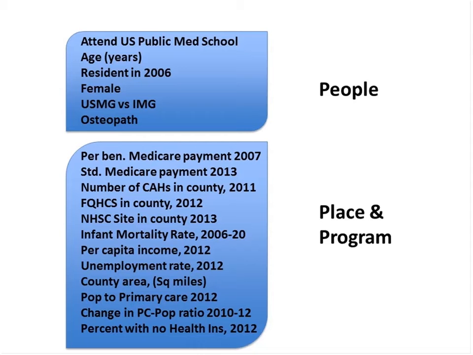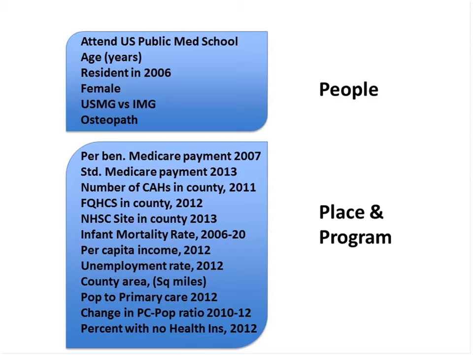We looked at the FQHCs in the county, the National Health Service Corps sites in the county. We looked at infant mortality rate as a proxy for health, per capita income, which could also be said to be a proxy, unemployment rate, 2012. We also looked at the county area. This stood in for those very large places out west.